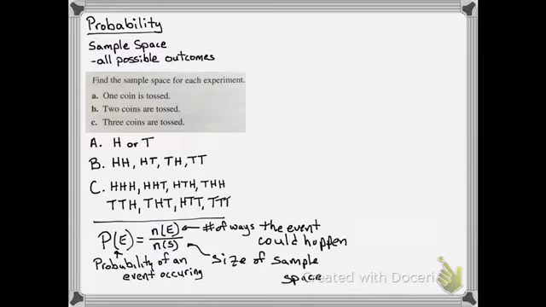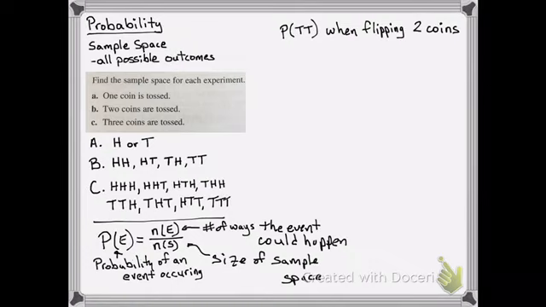And so if I'm looking at, say, 2 coins. I flip 2 coins up in the air, and what we want to know is what the probability is that we get, say, 2 tails. And so, like magic, there's our problem. The probability of getting tails when you flip 2 coins. So according to our definition down here, it says that the probability of something happening is the number of ways that the event could happen divided by the sample space.